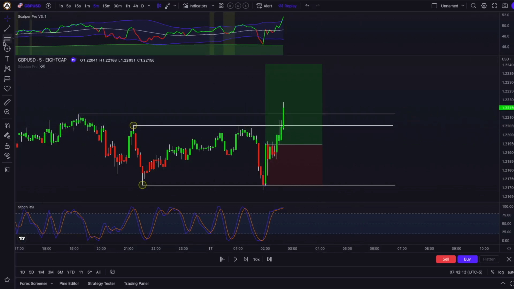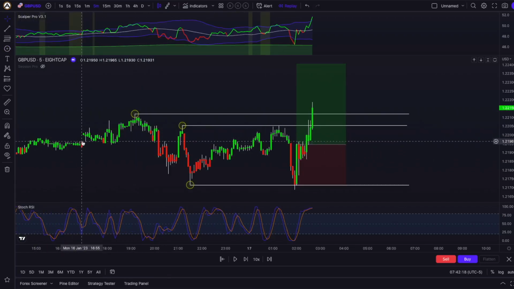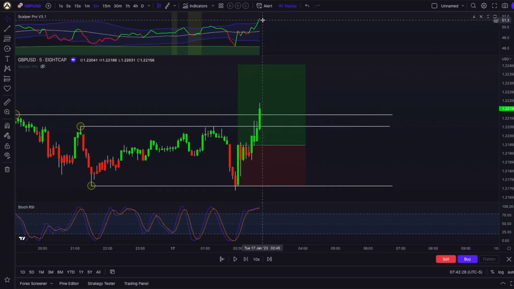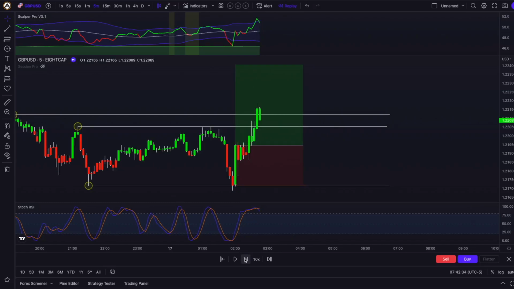So now we actually broke through our Asia session high, not the kill zone high, the Asian session high, as soon as we open up into the new day, as soon as the new daily candle closed. And let's continue. The stochastic RSI is about to cross over. We just broke out to the other side of the Scalper Pro bands basically. So we're just going to continue and see what the next few candles look like.